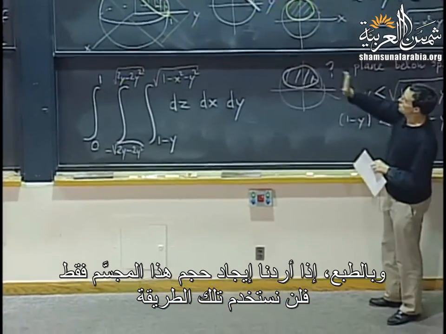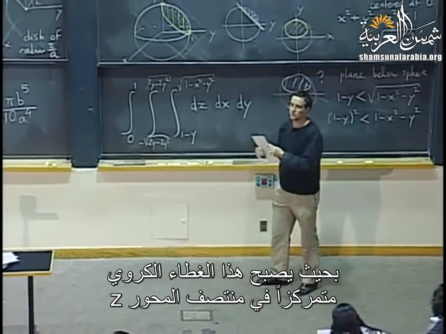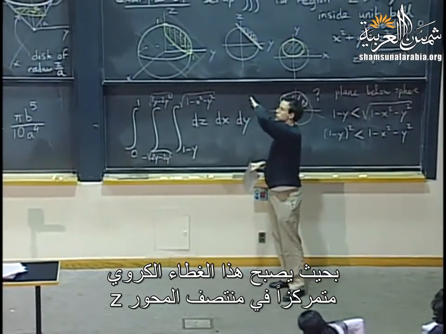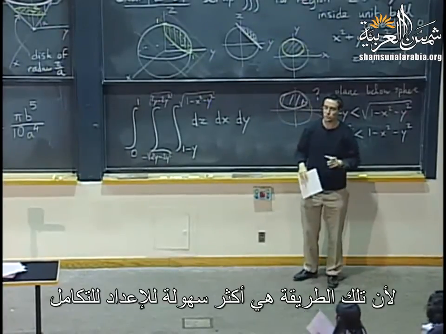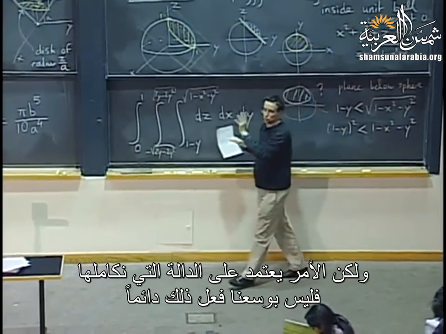Now, of course, if we just wanted the volume of this guy, we wouldn't do it this way. We'd use symmetry and actually we'd rotate the thing so that our spherical cap was actually centered on the z-axis, because that would be a much easier way to set it up. But depending on what function we're integrating, we can't always do that.